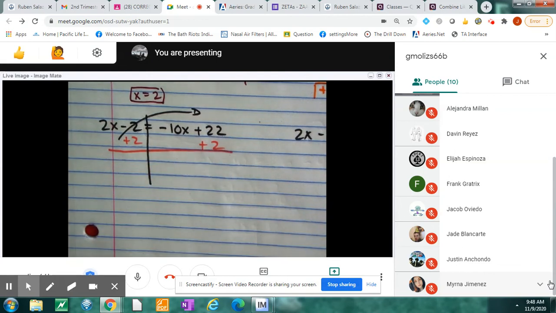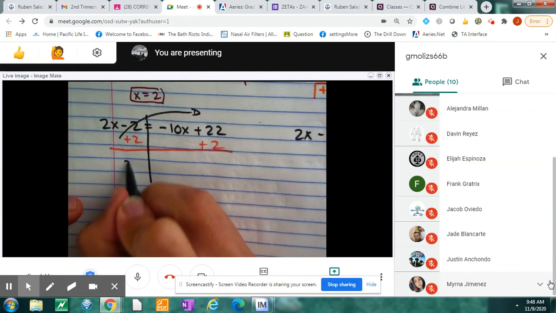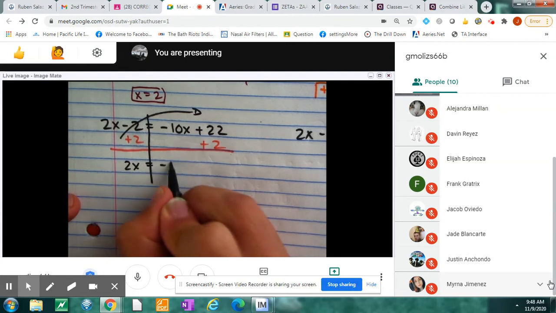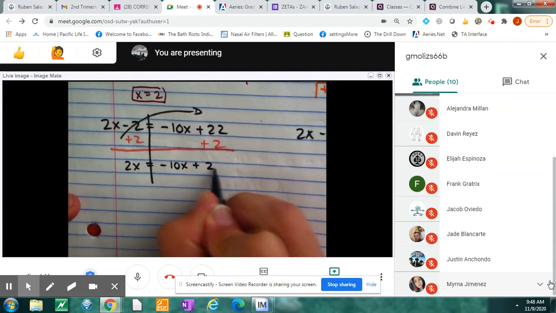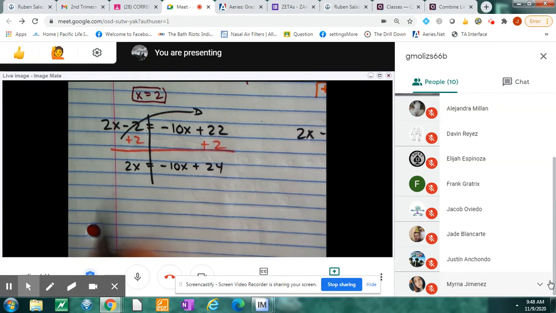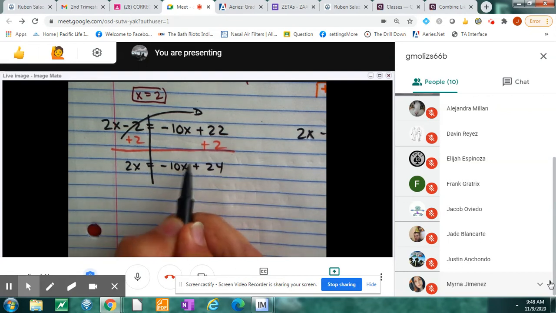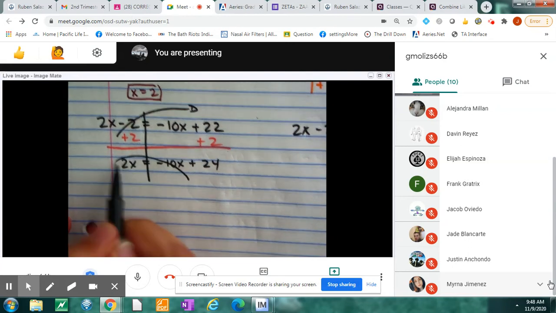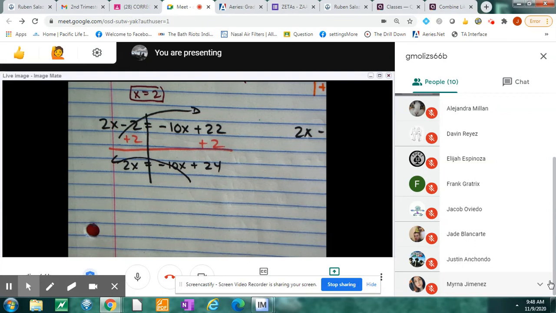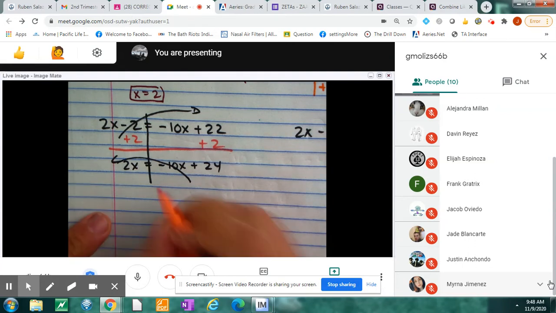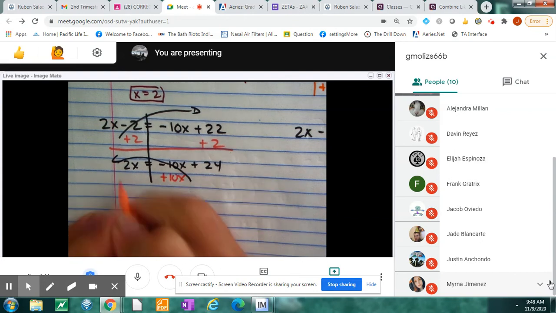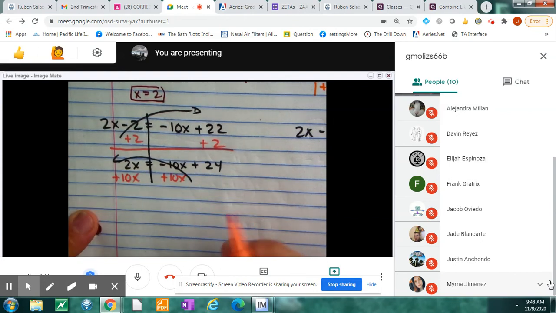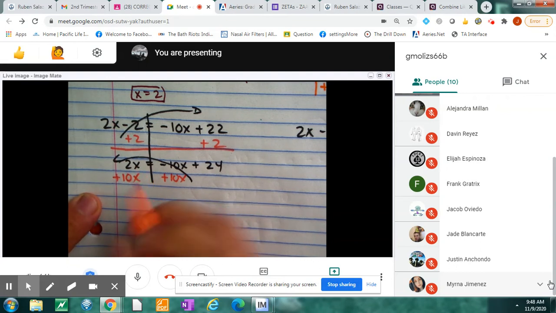So then what do we get? We got 2x equals negative 10x plus 24, right? See that? Now, do I want to get rid of the minus 2x? No, because you want to have something on the left side. So now I got to get rid of the negative 10x. See how you're playing like war? Bam, bam, bam, right? So then how do I get rid of the negative 10x? Add 10x to both sides, right? So what do we get? What's 2x plus 10x? That's 10x.